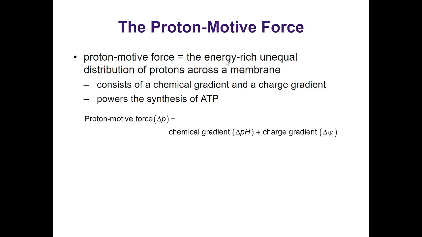Okay, this is why your book's so good. Like every other biochemistry book I've ever read does not get that right at all. The energy-rich unequal distribution of protons across a membrane. It's going to consist of a chemical gradient and a charge gradient that powers the synthesis of ATP. And again, that's the proton motive force. They even have the symbol here right, which is just crazy. I've never seen biology people get this right, ever, except for this book. Only time I've ever seen it.